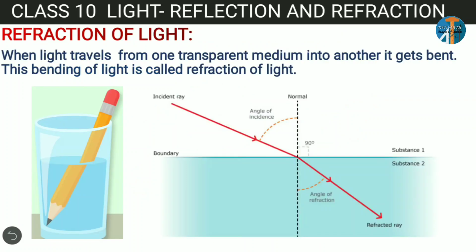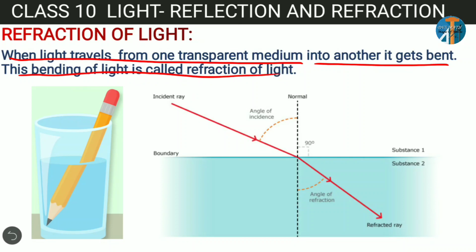So let's move on to the next concept, that is refraction of light. So what is this refraction of light? When light travels from one transparent medium into another, it gets bent. This bending of light is called refraction of light. Do you know this? Look like this, observe.